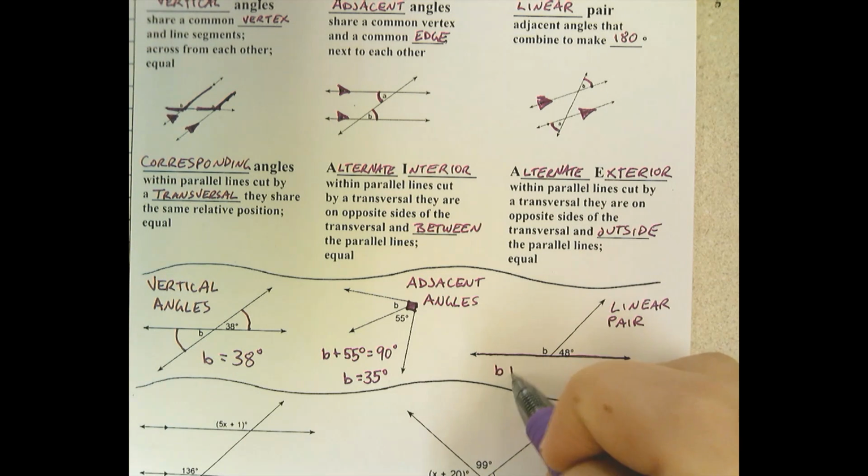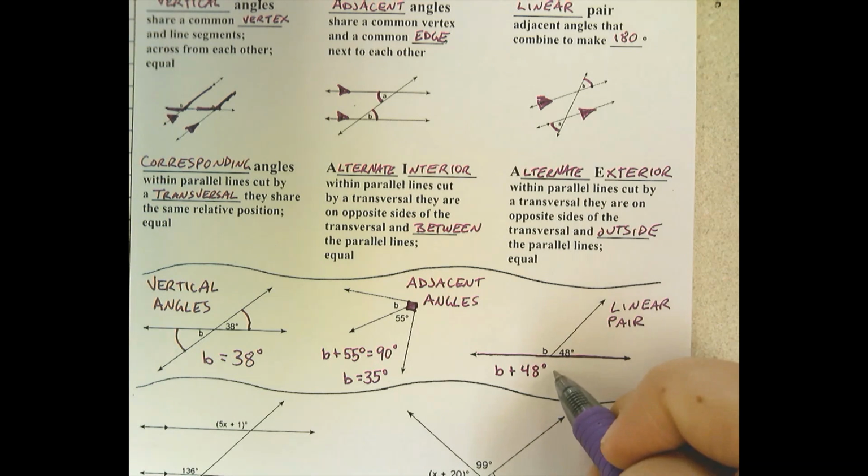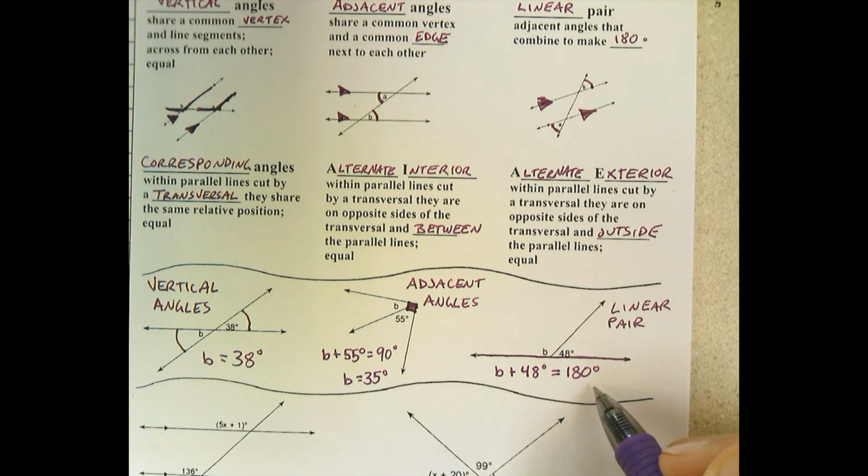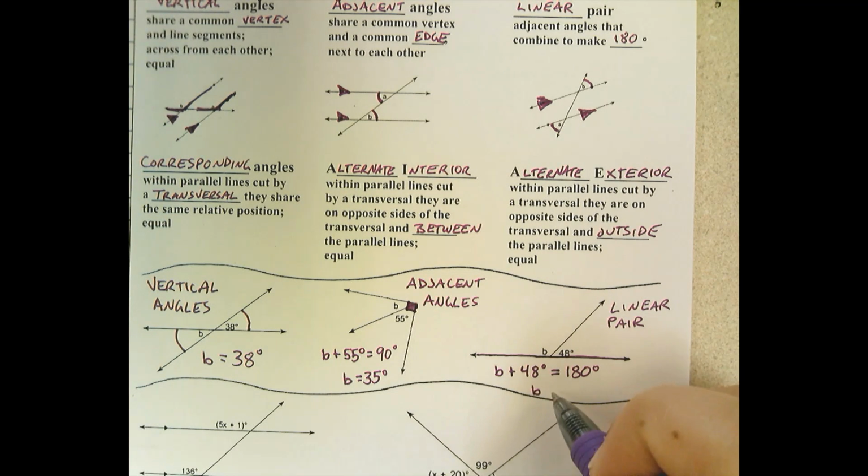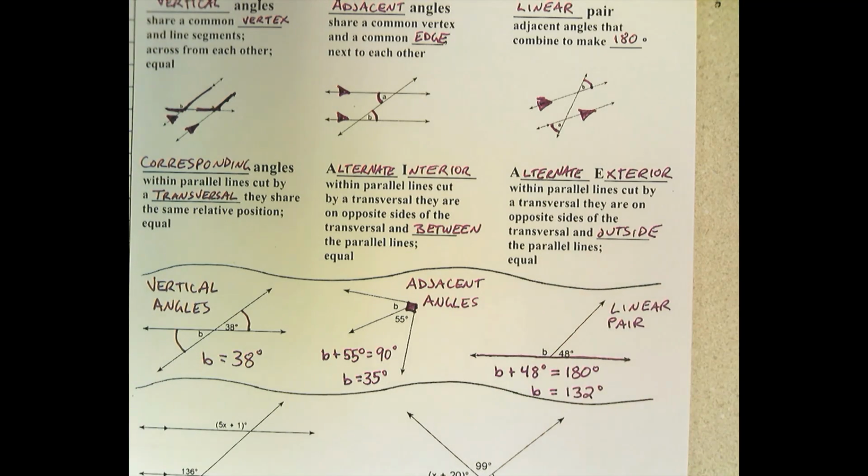So we can say B, I think I said that wrong. The sum of the two is 180 degrees. So B plus 48 degrees is equal to 180 degrees. If we subtract 48 from both sides, we find that the measurement of angle B is 132 degrees.